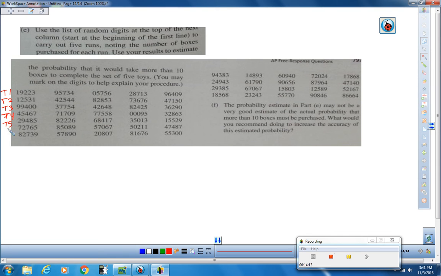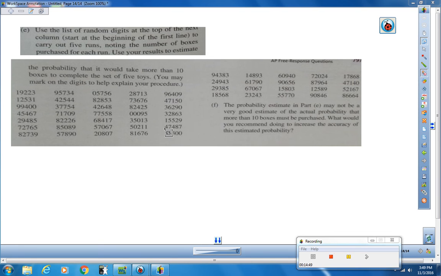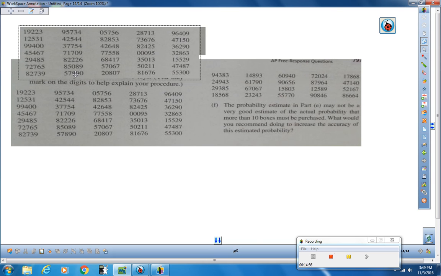And I can already see I'm not going to have enough space, so I'm going to make this a little bit bigger. This is one luxury that I have with this Interwrite board, I can make things a little bit larger. Okay. So it says estimate the probability that it would take more than 10 boxes to complete the set of 5 toys. You may mark on the digits to help explain your procedure. Okay, so we have these digits kind of everywhere. I'm just going to start running through each trial, but I need to make them a little bit bigger so that you can see what my trial looks like. And on your AP exam, you'll have a lot more room than I'm giving myself here.